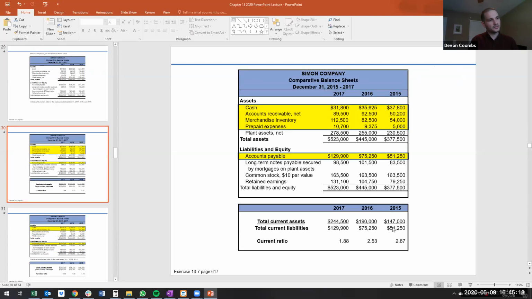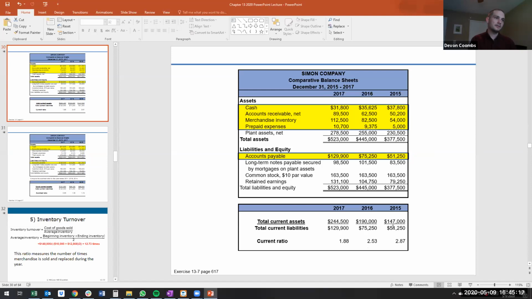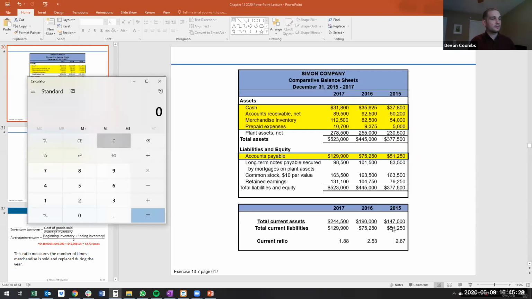Here's a perfect example where I could just ask you to calculate each one of the ratios. I could say, for this, please calculate your working capital, please calculate the current ratio, or please calculate the acid test. To calculate the current ratio here for 2017, we're taking the 31,800 plus 89,500 plus 11,500 plus 10,700. But we're going to exclude the plant assets, because plant assets are long-term, right?